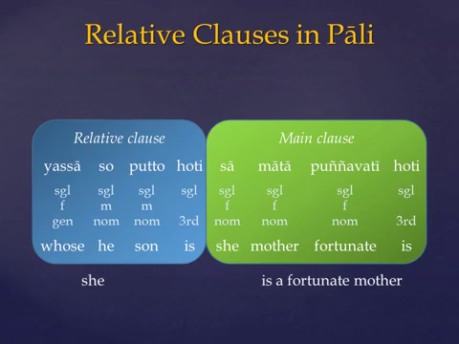And if we now turn to the relative clause, again we can see that the pronoun and the noun are in nominative case, with a linking verb, hoti, which could be rendered, he is a son. But as the relative pronoun is in genitive case, the relative clause is a property or quality of the antecedent, she. So this will read, she whose son is he. Or more correctly, she whose son he is a fortunate mother.